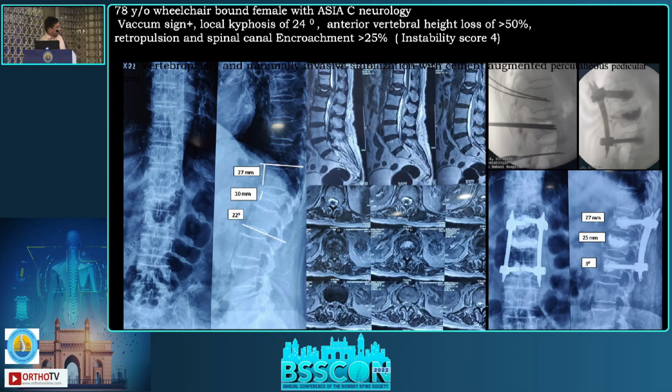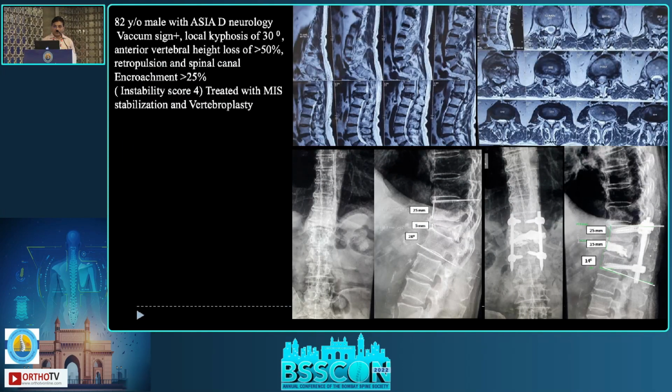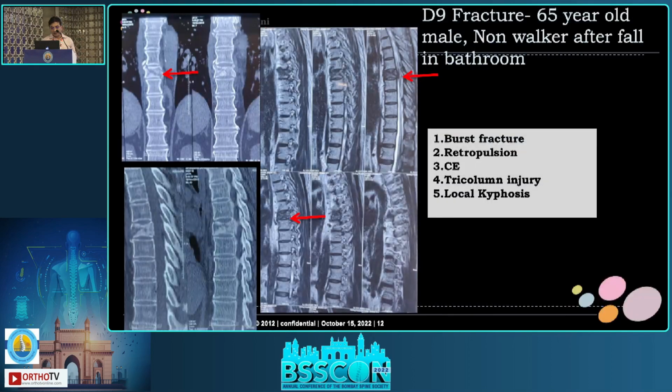So the vertebroplasty cement, it gives the anterior stabilization like what we get in a vertebral column resection, and the MIS stabilization will correct the local kyphosis. Even if you don't decompress, these patients will do well. For these patients who are elderly with a lot of comorbidities, this technique works well. Another 82-year-old male, Asia D neurology, vacuum sign, kyphosis, loss of vertebral body, retropulsion, encroachment, instability score 4. Again, MIS stabilization, vertebroplasty. It does work well in these patients.